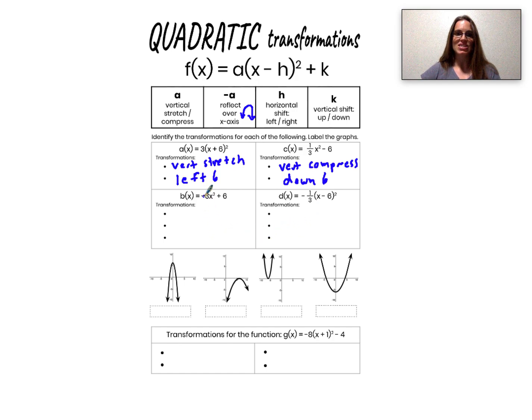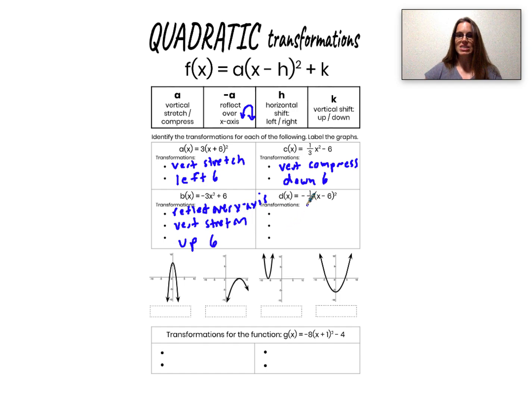Next, b of x. We start with that negative. The negative means we're reflecting the parabola over the x-axis. That says reflect over the x-axis. The 3 is large, so we still have our vertical stretch. And then plus 6 outside of the parentheses, we're shifting the graph up 6.